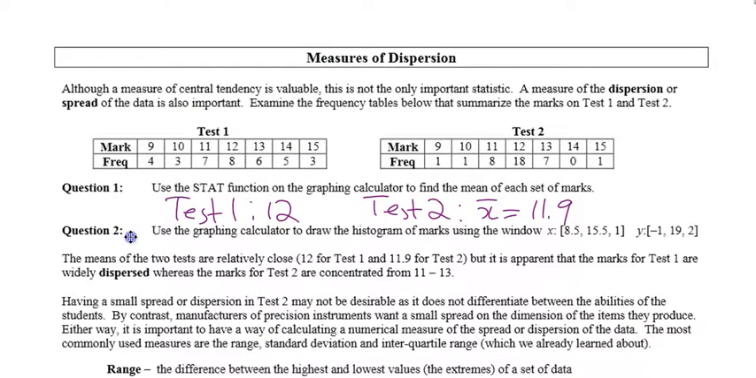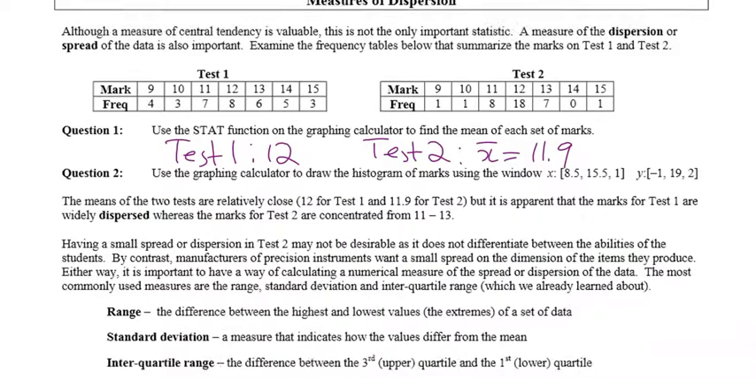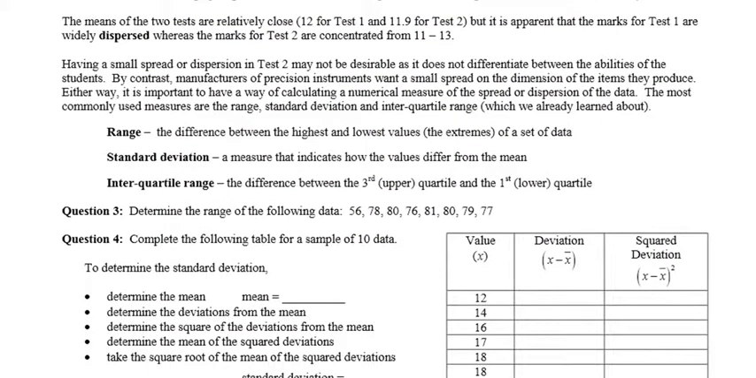Having a small spread or dispersion in test 2 may not be desirable, as it does not differentiate between the abilities of the students. By contrast, manufacturers of precision instruments want a small spread on the dimensions of items they produce. Either way, it's important to have a way of calculating a numerical measure of the spread or dispersion of the data. Most commonly used measures are the range, because range will just tell us the difference between the highest and the lowest, right? And that gives us an idea of, well, how spread out is the data, right?